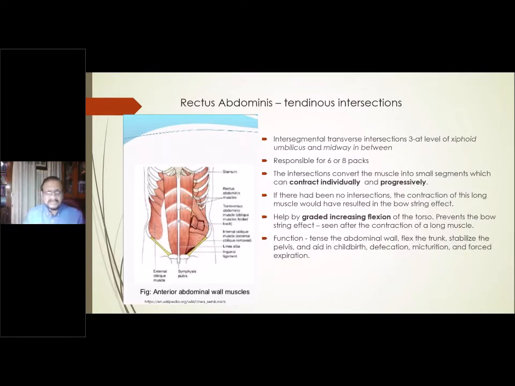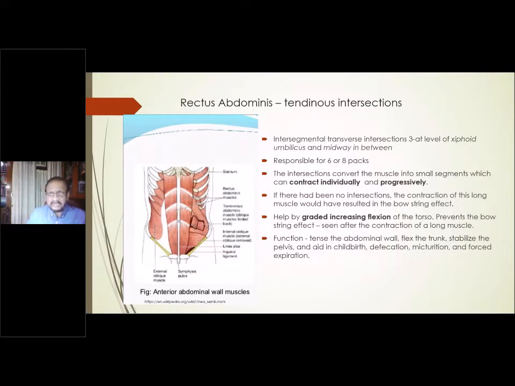And that is exactly the reason why you have these tendinous intersections. It is converting one single long muscle into 1, 2, 3, 4 smaller muscles. And each of them is going to contract where? Point number 1, point number 2, point number 1, point number 2. That means it's going to contract only in this small space. So each muscle is contracting individually, so you don't have the bowstring effect at all, right?